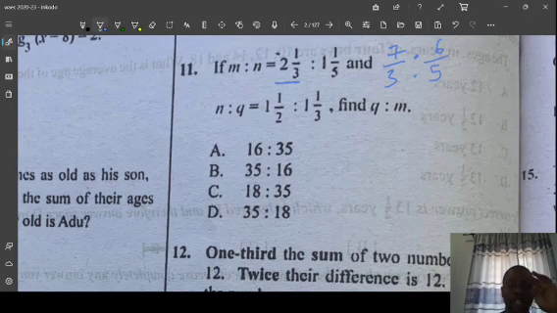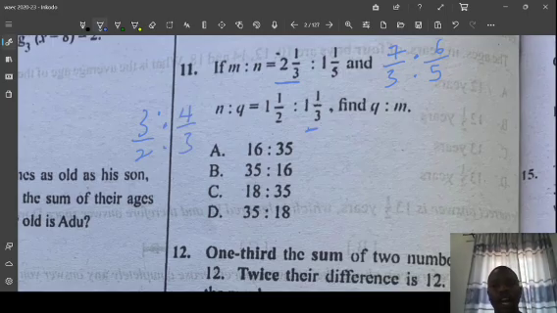And then for this n ratio q, I'm going to write it the other way. 1 and 1/2 is the same thing as 3 over 2 ratio, for the q part of it, and 1 and 1/3 is 4 over 3. So I have m ratio n and n ratio q. I've done nothing but express them as improper fractions.